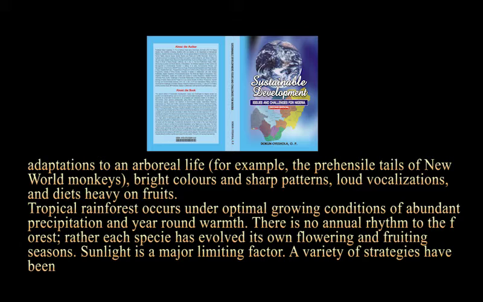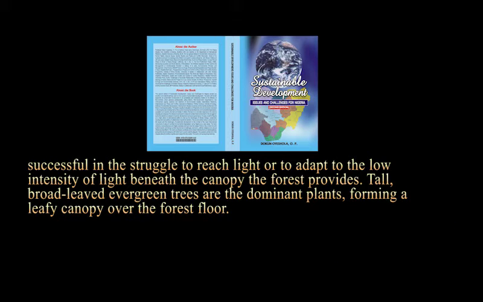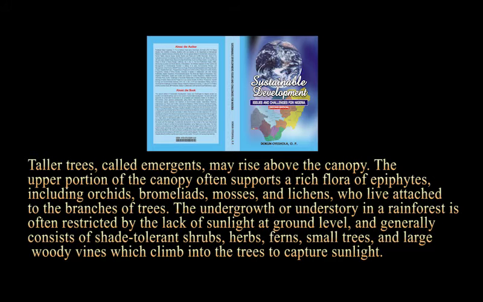Sunlight is a major limiting factor. A variety of strategies have been successful in the struggle to reach light or to adapt to the low intensity of light beneath the canopy the forest provides. Tall, broad-leaved evergreen trees are the dominant plants, forming a leafy canopy over the forest floor. Taller trees, called emergents, may rise above the canopy. The upper portion of the canopy often supports a rich flora of epiphytes, including orchids, bromeliads, mosses, and lichens, who live attached to the branches of trees.